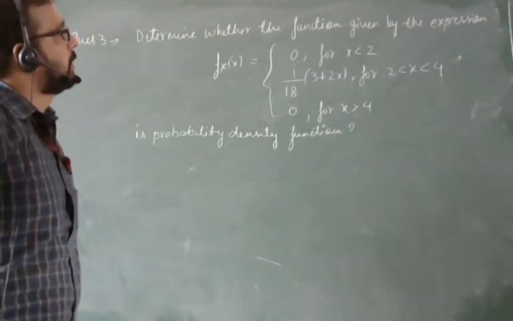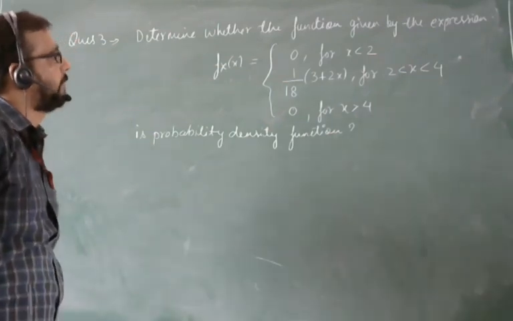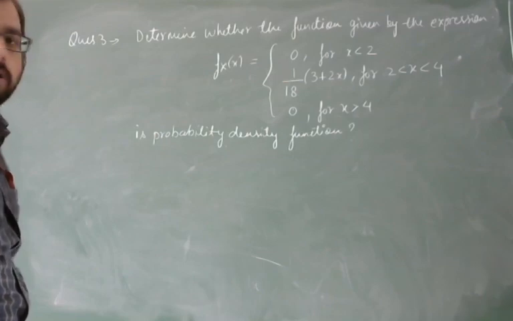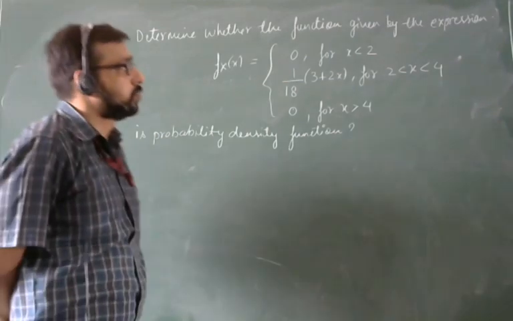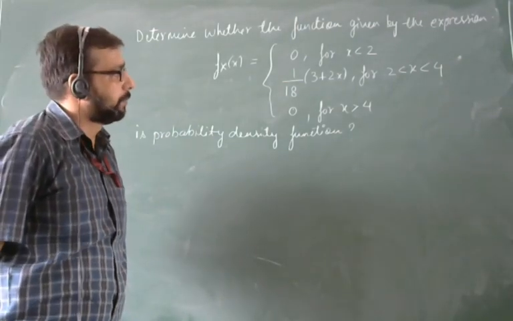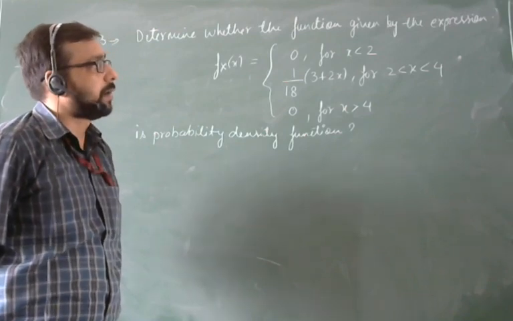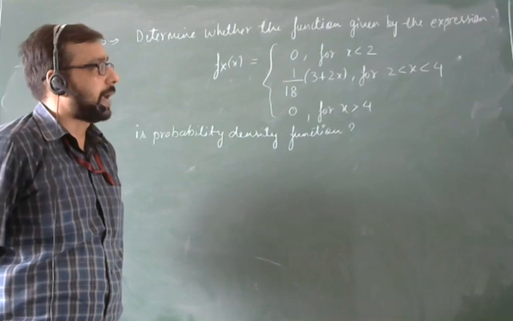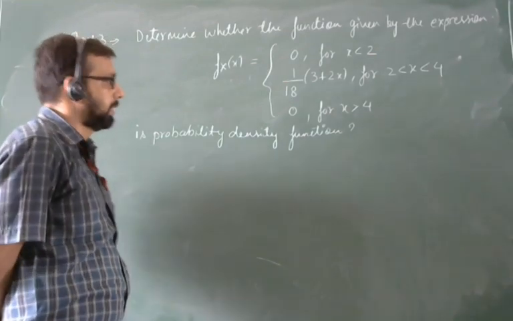ये आपका function given दिया हुआ है by the expression f(x) is equal to 0 for there is 3 interval that is for x less than 2, and 1 upon 18 into (3 plus 2x) for x greater than 2 and less than 4, and 0 that is for x greater than 4, is a probability density function.